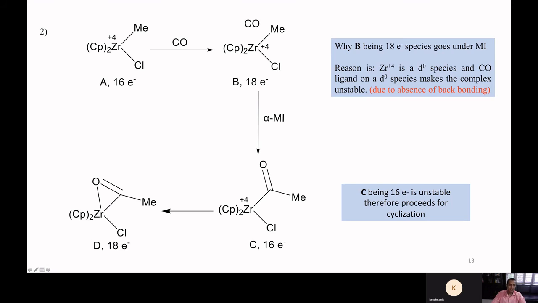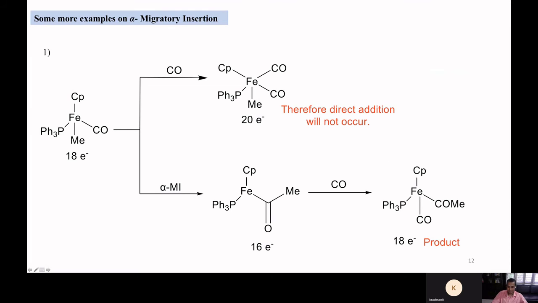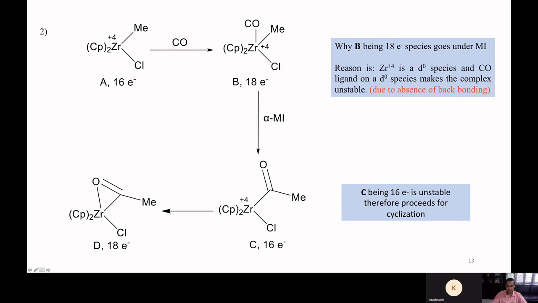In the next case, you see there is no alpha migratory insertion option here because CO is not there to start with. CO addition is possible to make it an 18 electron species. Then alpha migratory insertion, just like in the last case, is possible. But in the last case, you see that CO addition was feasible after the alpha migratory insertion. But in this case, alpha migratory insertion cannot be followed by CO addition. And that is because this metal is highly electron deficient.